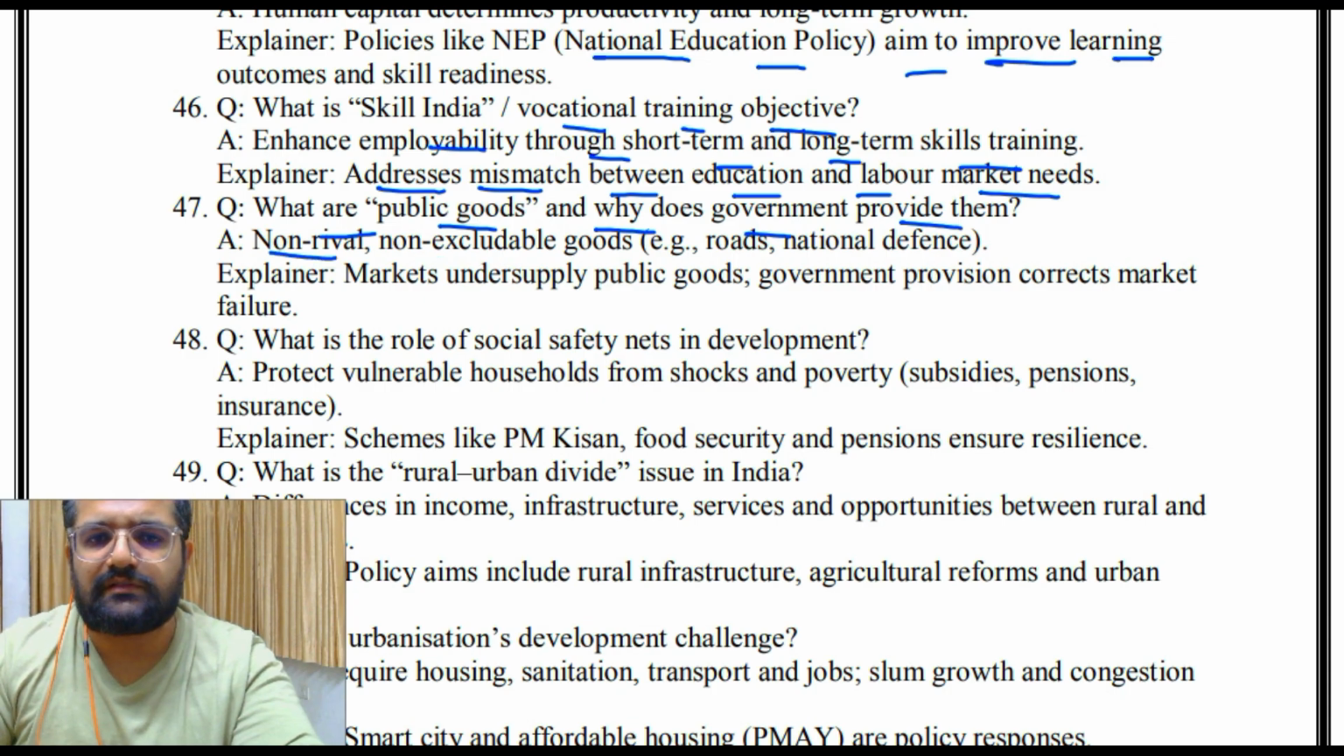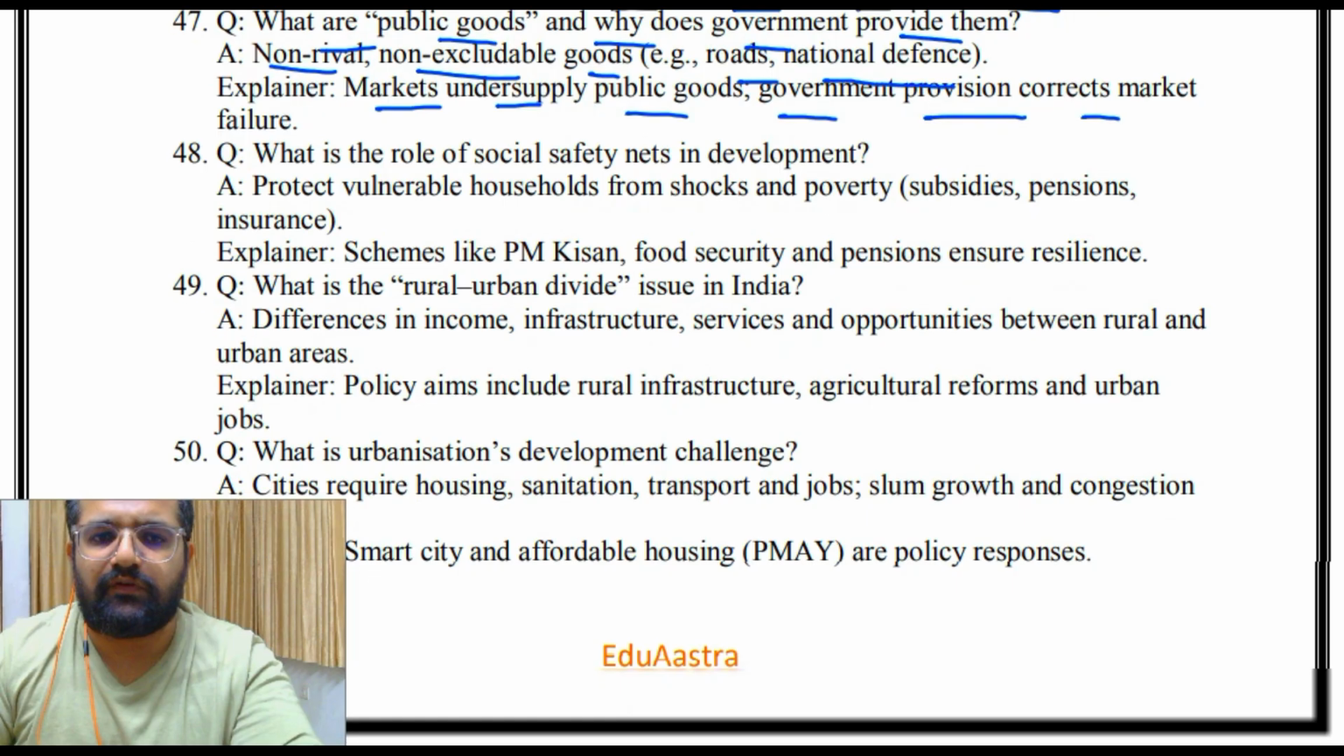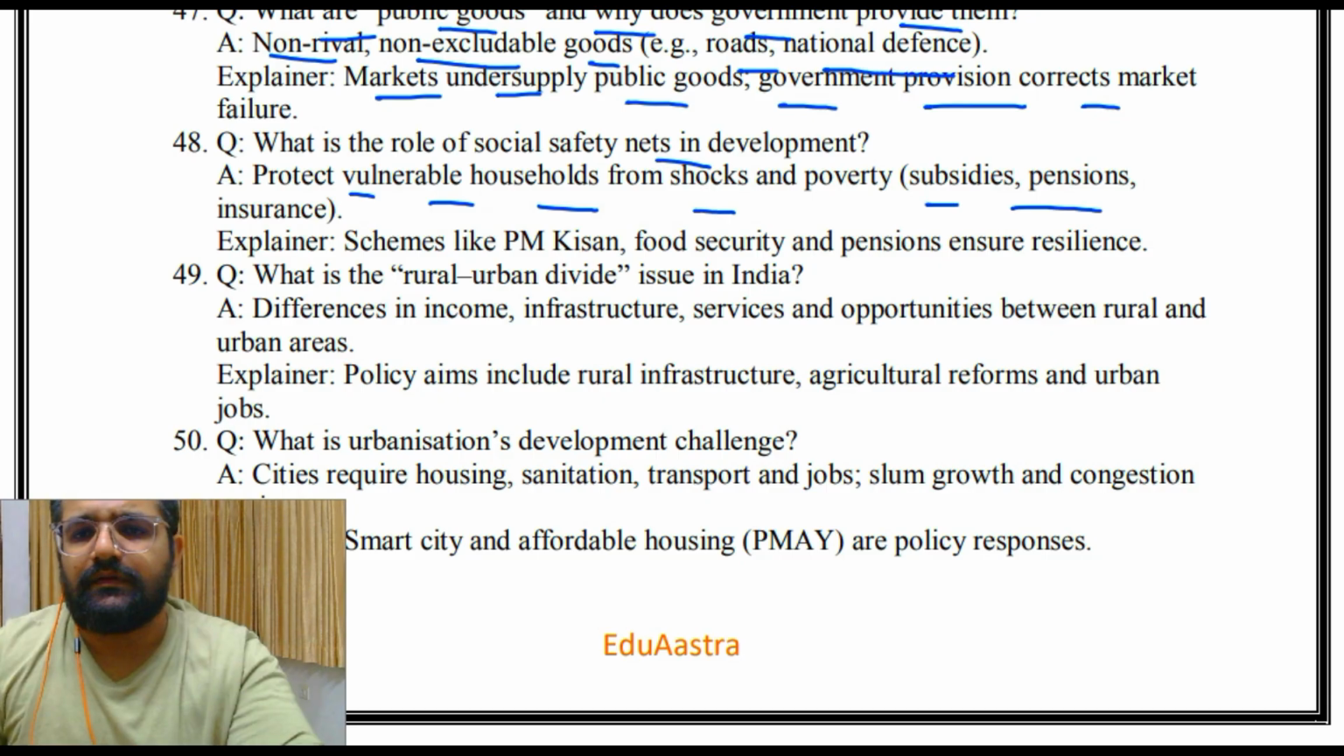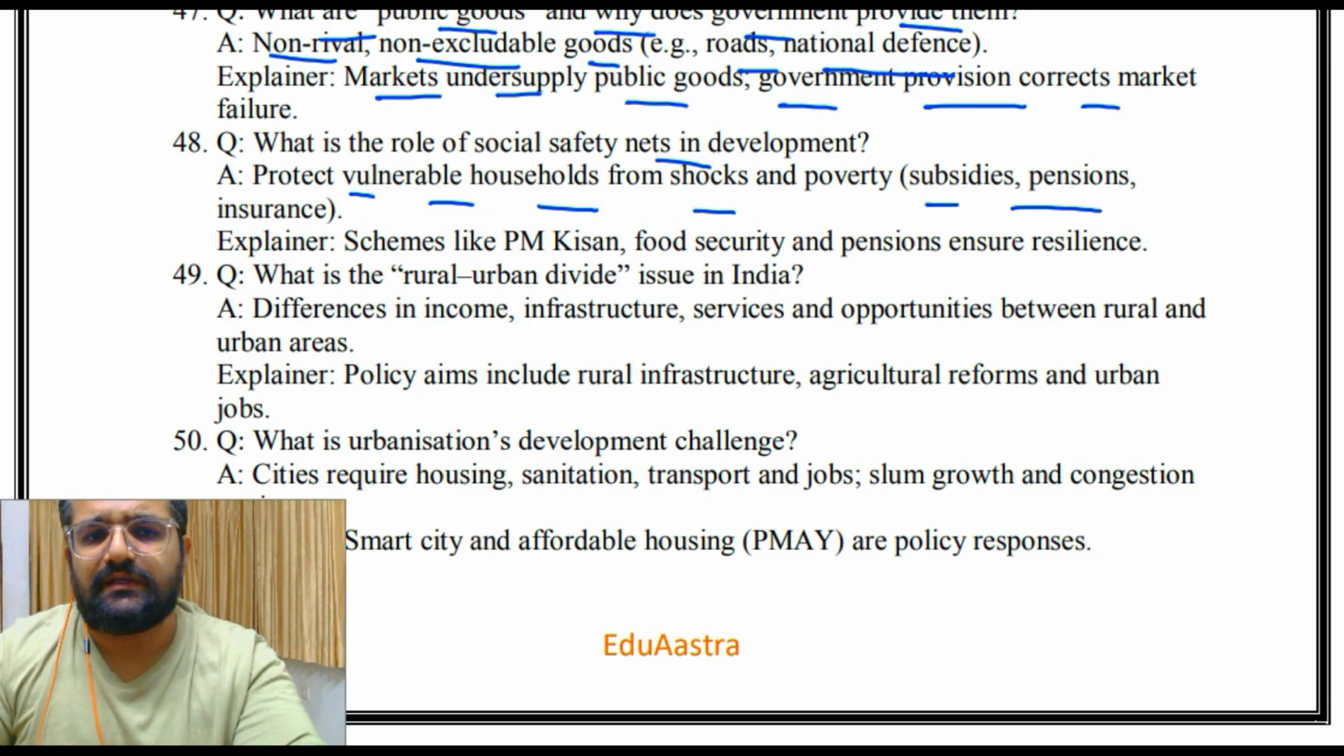Non-rival, non-excludable goods, roads, national defense. Markets undersupply public goods; government provision corrects market failure. What is the role of social safety nets in development? Protect vulnerable households from shocks and poverty. Subsidies, pension, insurance. Schemes like PM Kisan, food security and pensions ensure this.